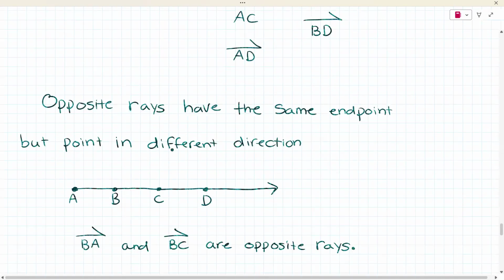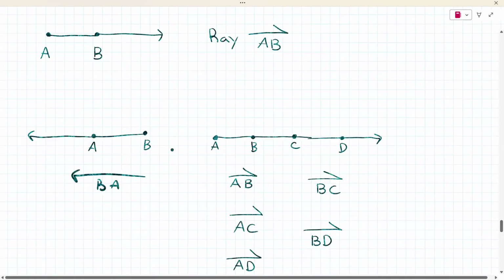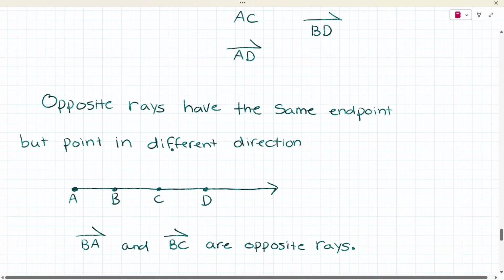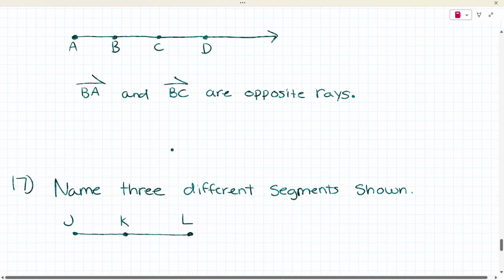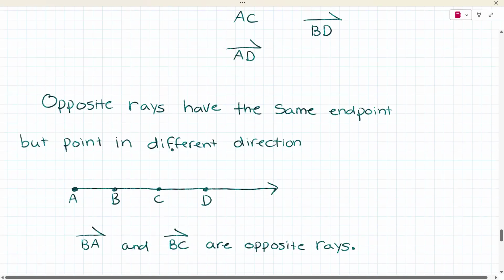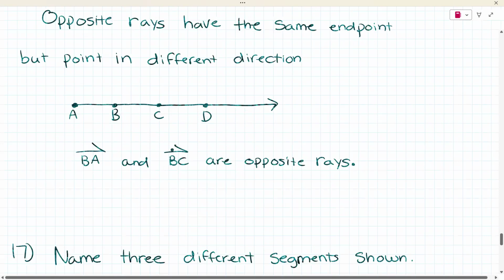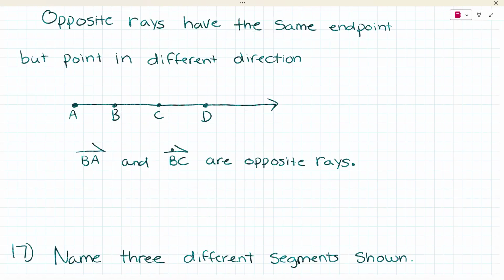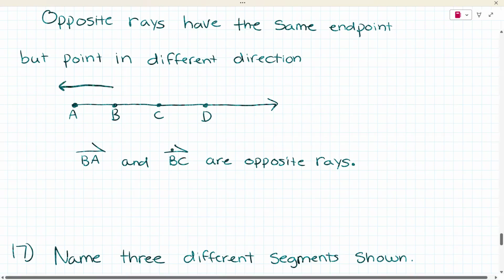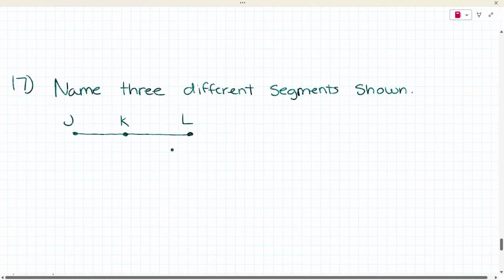Opposite rays have the same endpoint but point in different directions. So this would be an example of opposite rays. Ray BA and ray BC are opposite rays. Where's ray BA? Right here. It'd be pointing this way. And where's ray BC? It would be pointing this way. They are opposite rays.